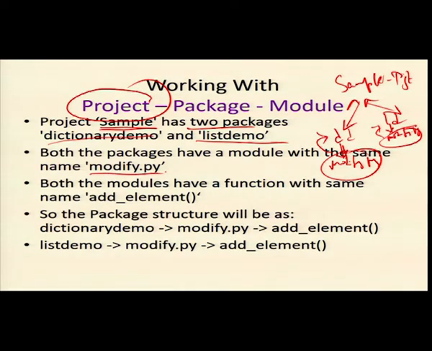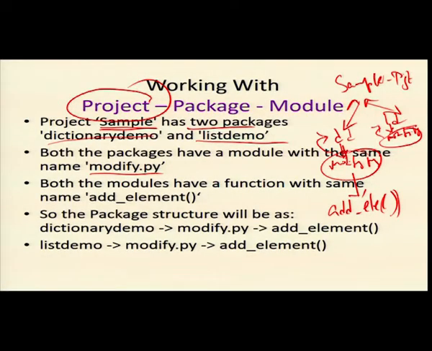So, inside this module named modify.py, it has the same function with the same name called add element. So, add element is the name of the function. When you are going to have a name of the function, how do you define it? You will be opening the braces, you will be closing the braces. Similarly, I have the same name of the function as add element, and this add element is part of this list demo, whereas this add element is part of the modify.py which is part of the dictionary demo. So, I am going to have the same name add element.